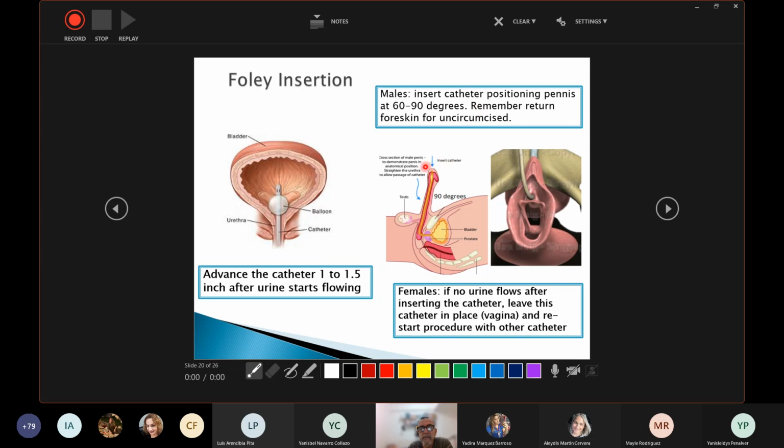Don't forget that after you introduce the Foley in males, because it's frequently tested, you need to return the foreskin to its rest position, covering the glans.